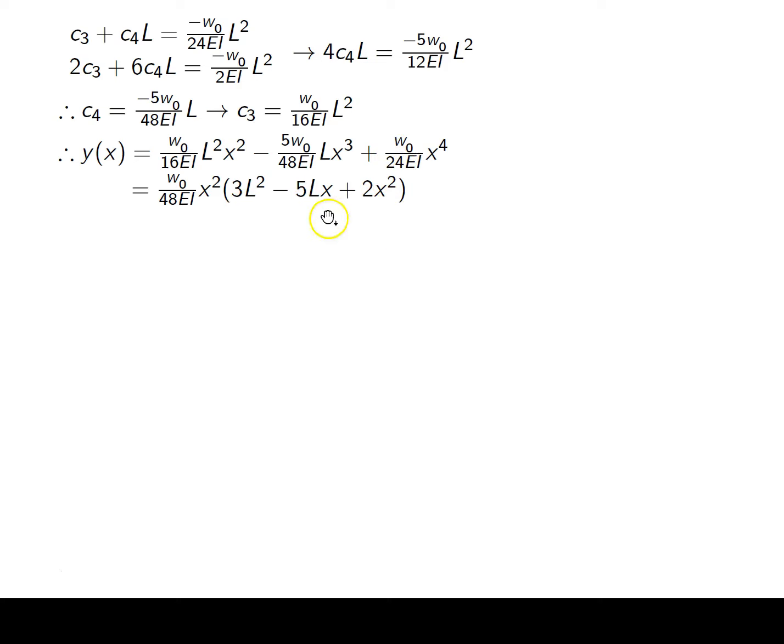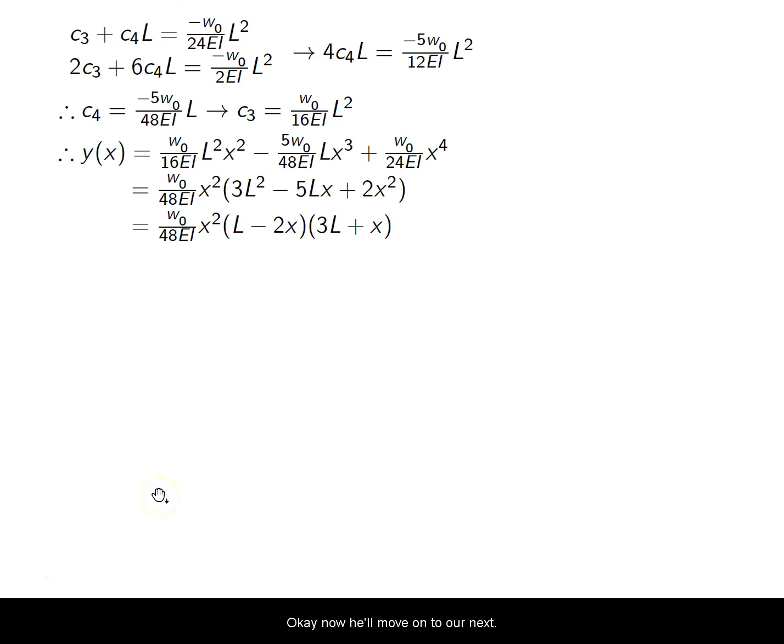Okay, so I'm just pulling out this constant so that I have a nice polynomial on the inside, and I'm pulling out the greatest common factor of x's that I have. So I'm left with this polynomial-ish thing. Remember, L's here are constants. Okay, but this is actually factorable as well. So I can factor this to L minus 2x times 3L plus x. Right, and so that is my solution.